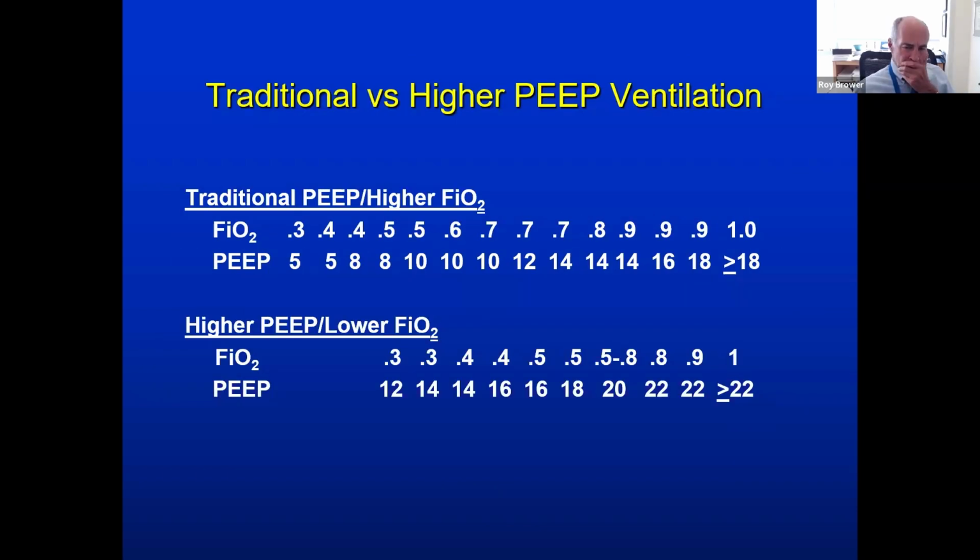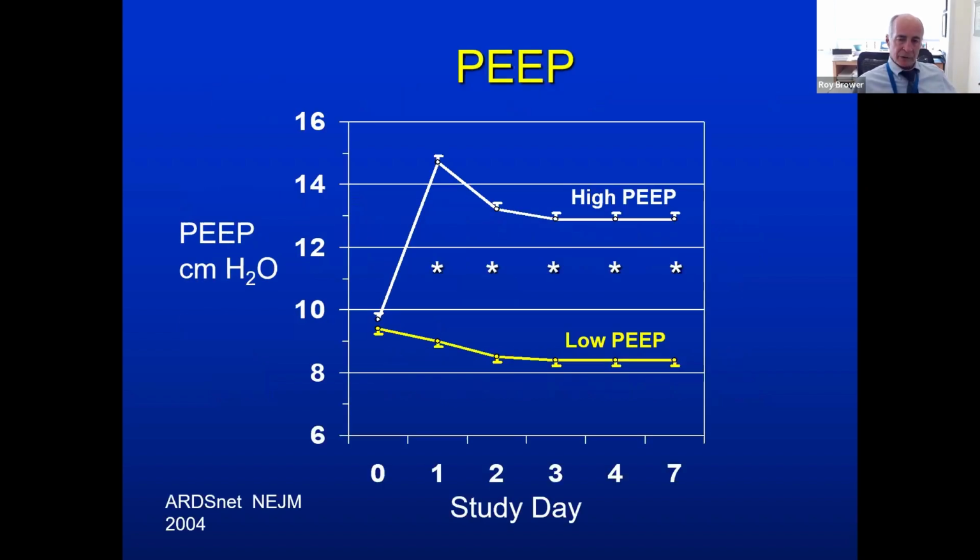If a patient was randomized to higher PEEP, then they utilized this higher PEEP and lower FiO2 approach. For example, a patient might be on PEEP of 12 and 30%, or 16 and 40%. Here are the PEEP levels in that clinical trial. Higher PEEP and lower PEEP over 7 days, the difference on average of about 5 centimeters of water.